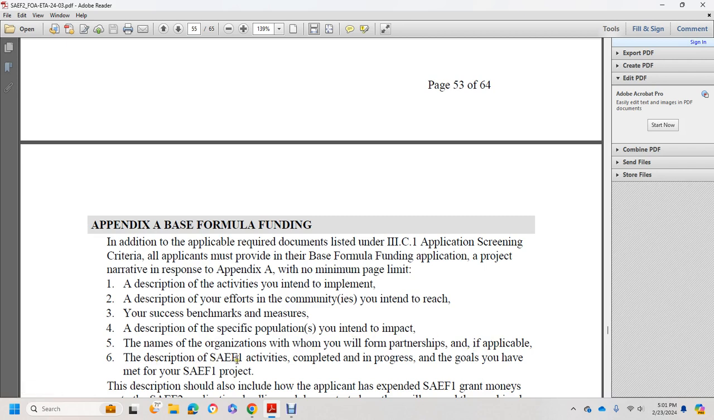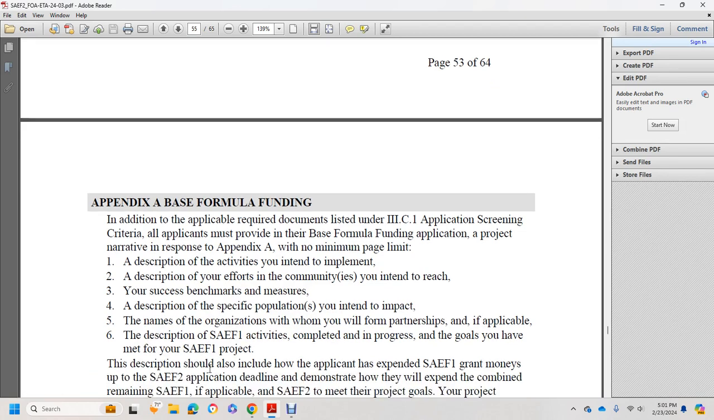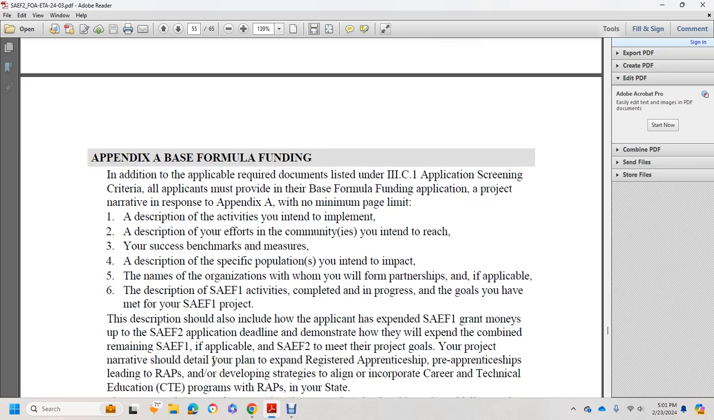Six, the description of the State Apprenticeship Expansion Formula 1 activity completed and the progress toward the goals you have with State Apprenticeship Expansion Formula 1. The description should include how the applicant will expend the Formula 1 grant money up to the State Apprenticeship Expansion Formula 2 application deadline, and demonstrate how you will expend the combined remaining state expenditures of Formula 1.